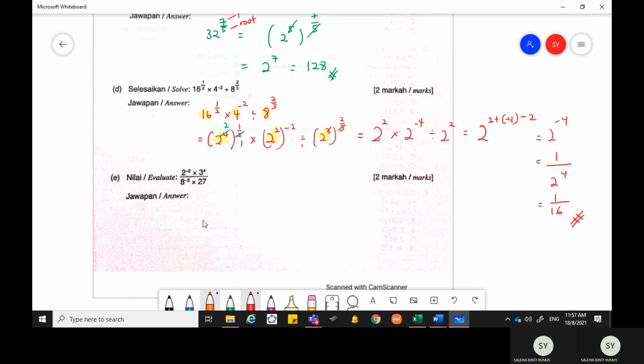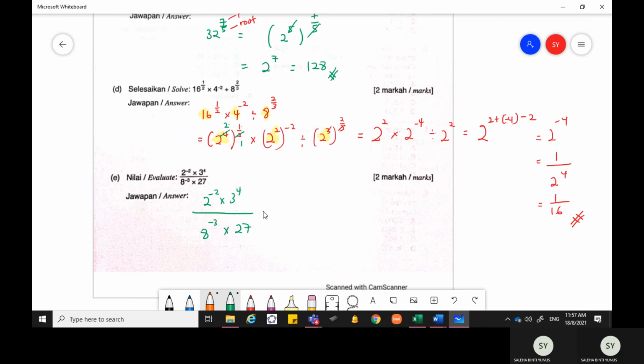Okay, last question. Okay, evaluate. So evaluate pun sama, cari nilai. Okay, so here we have 2 to the power of negative 2 times 3 to the power of 4 over 8 to the power of negative 3 times 27.